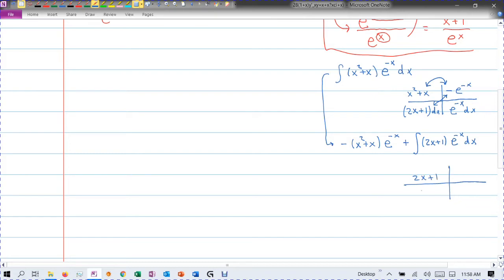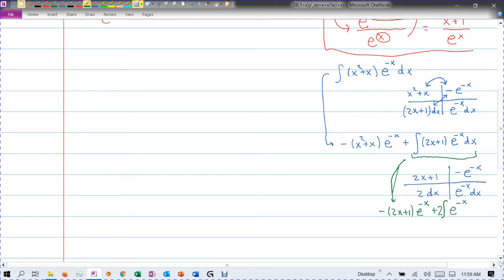2x plus 1, and the derivative of that's just 2 dx. Got e to the negative x dx here. I'm going to integrate negative e to the negative x. And so this integral here is going to become something. We still have this stuff out front. So that part right there becomes negative 2x plus 1 e to the negative x, and then that minus there is going to turn to a plus again, and then I'm also going to have a 2 out here, and then e to the negative x.